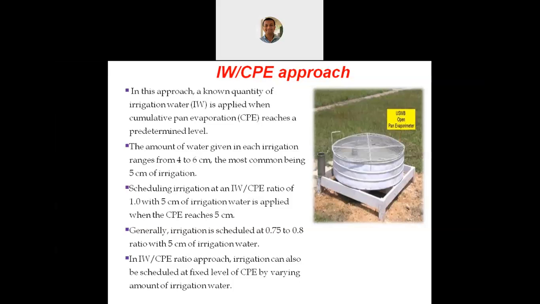So here also we are measuring the daily pan evaporation and we are accumulating it until 50 millimeter of water has been evaporated from the pan. Likewise, with changing this ratio from 1 to 0.75 or maybe 0.8, the cumulative pan evaporation values basically vary, which varies the irrigation interval or the time period between two subsequent irrigations.